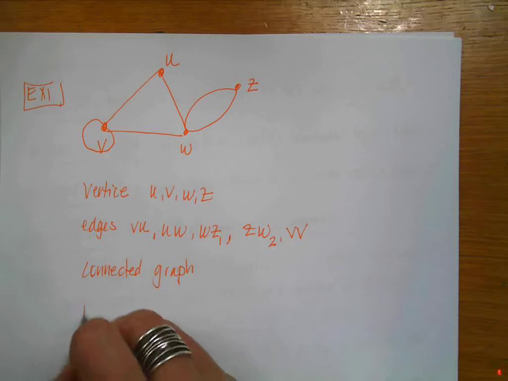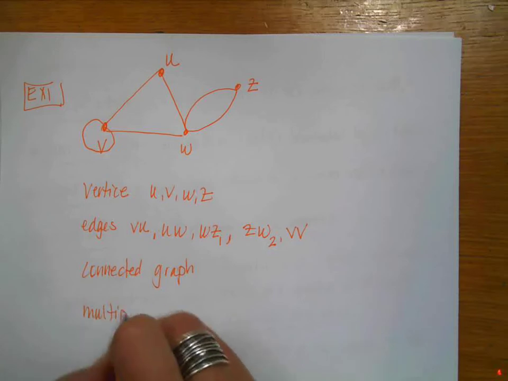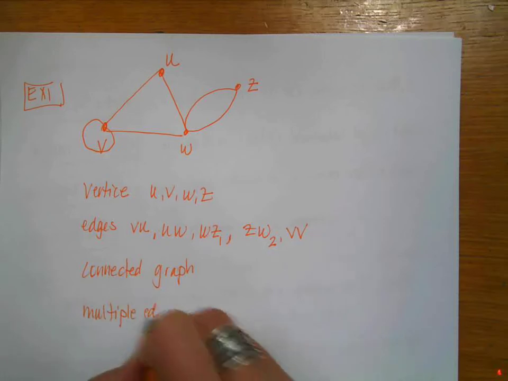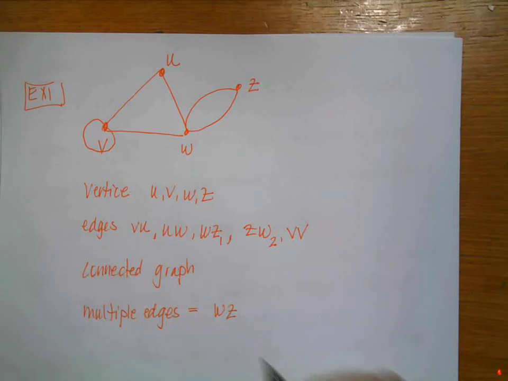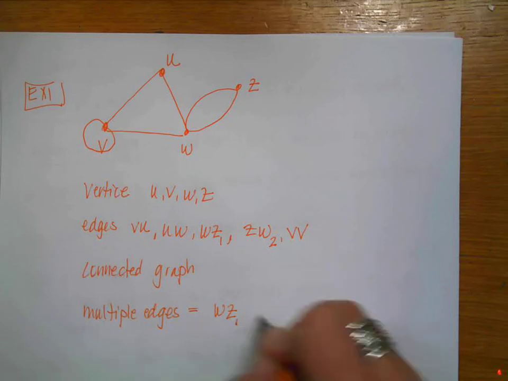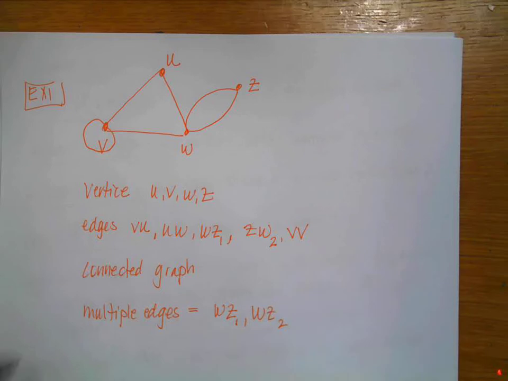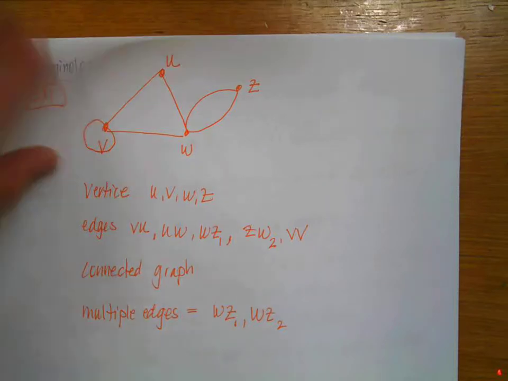And then for multiple edges, I'm going to have W to Z, right? So maybe I have W to Z going method 1, and maybe I have W to Z going method 2. Alrighty? So that's kind of the beginning of a network, and we're going to do a lot more with that as we move through the chapter.